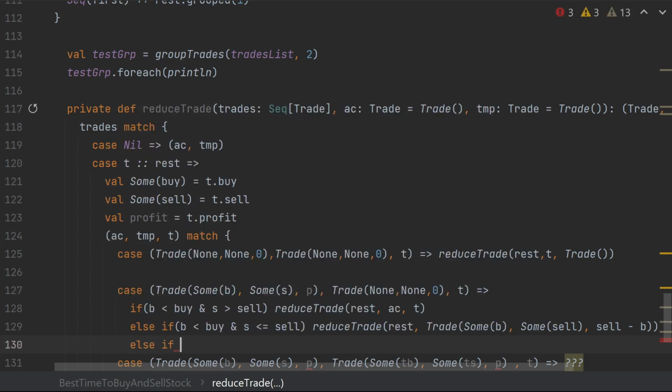All right, so we have else if again. Now the buy has turned, so it is going to be greater than or equal to the buy that we are going to see.